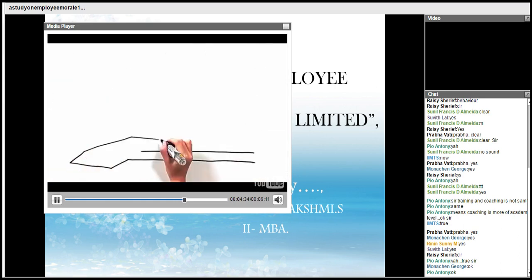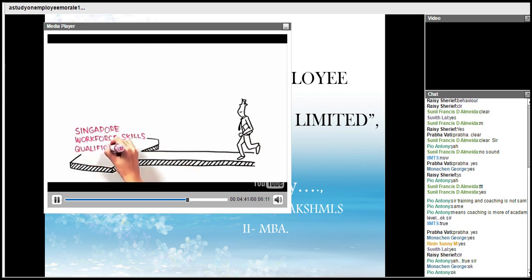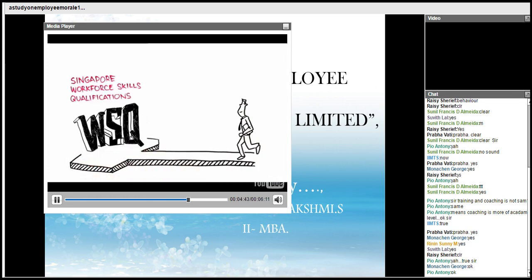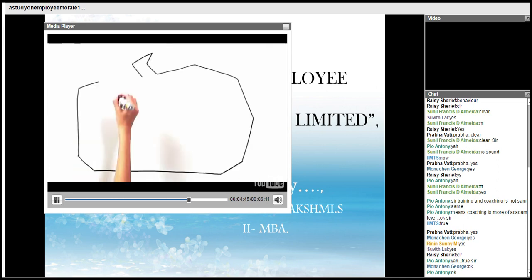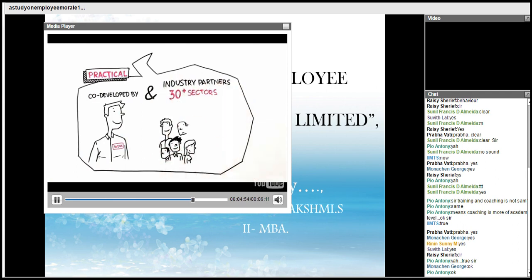To get the skills you need to stay employable, get the job you want, and progress in your career, you should consider the Singapore Workforce Skills Qualification System, or WSQ. WSQ courses are practical. WSQ frameworks are co-developed by WDA and its industry partners from over 30 sectors. This means you gain skill sets that employers truly want.